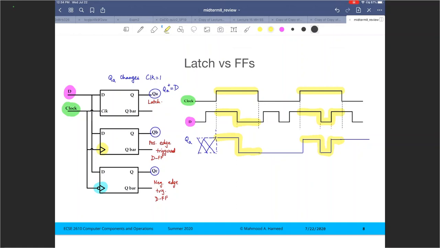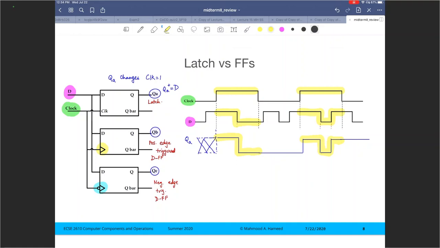Now we have assumed that the propagation delay of the D latch is very minimal, almost 0. But if there is some delay, then you might have to skew the output waveform to the right by a little bit to show that there is some propagation delay.